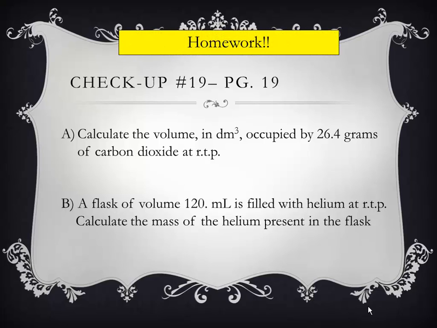Alright, here's your homework assignment. 2 problems, page 19, number 19. You need to find the volume occupied of carbon dioxide, CO2, if you have 26.4 grams at RTP, room temperature and pressure. And letter B is to find the mass of helium of a given volume, 120 milliliters, at RTP.